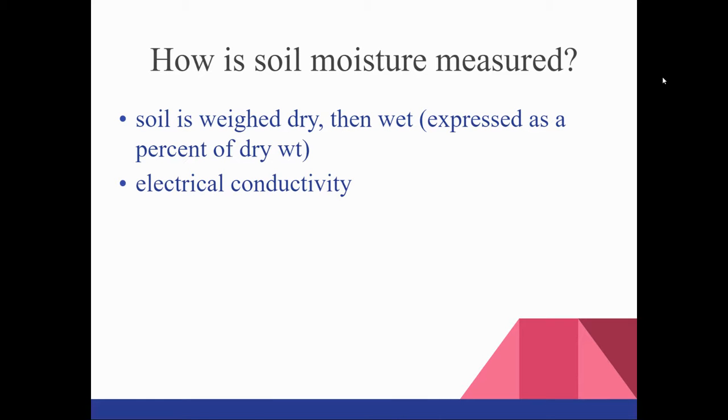Soil moisture is measured by weighing the soil when it's dry and then when it's wet, and it is expressed as a percent of dry and wet. This is something that's done in science a lot. You weigh something that's dry, then you weigh something that's wet, and you subtract the two, and you basically figure out the water weight, so to speak. And soil is no different.